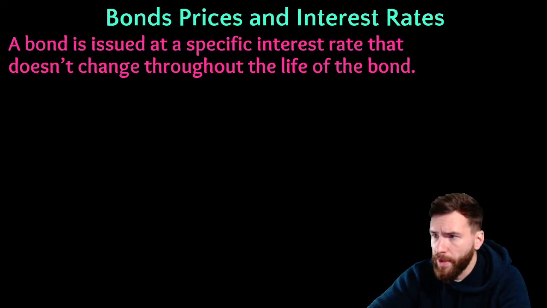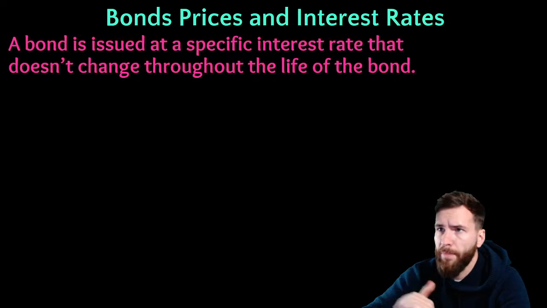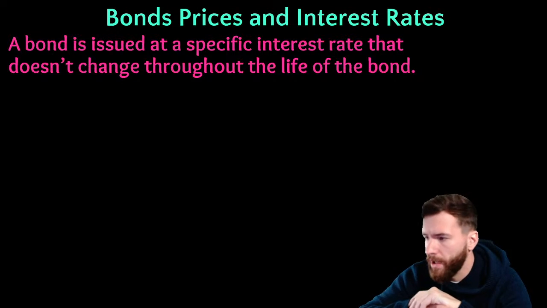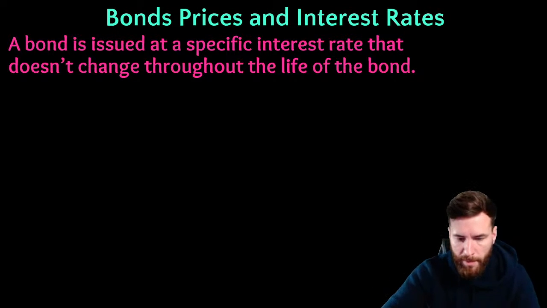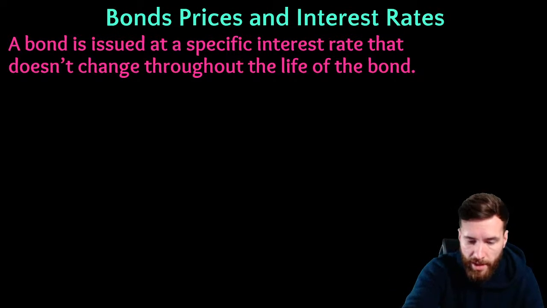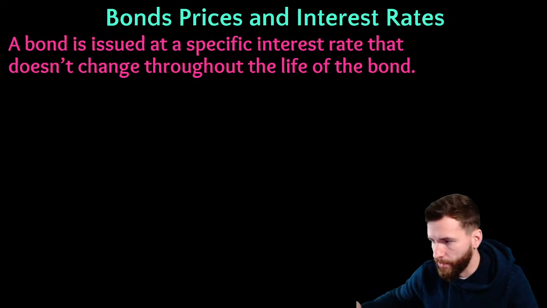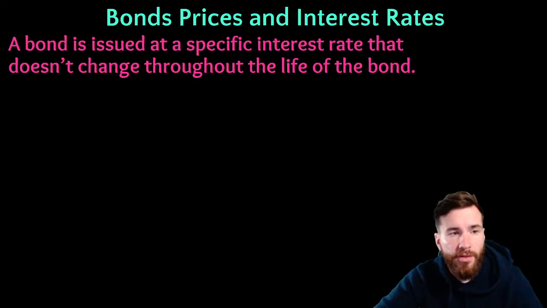The bond price is the value of the bond, right? How much you buy the bond for. So if I buy a government bond for $100, $100 is the bond price. So I'm buying a government bond. I'm giving the government $100. They're going to give me $100 plus interest once the bond matures, after a few years.